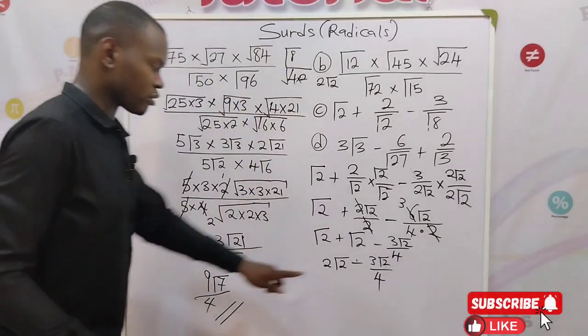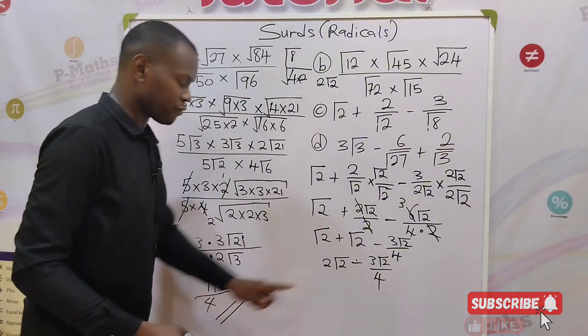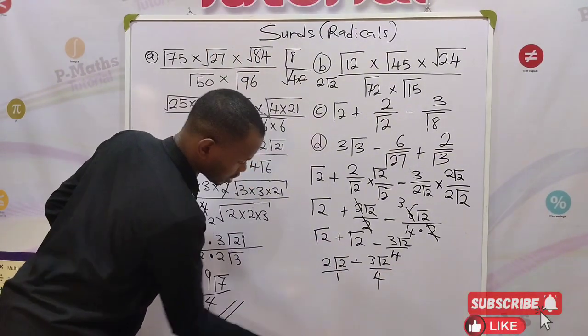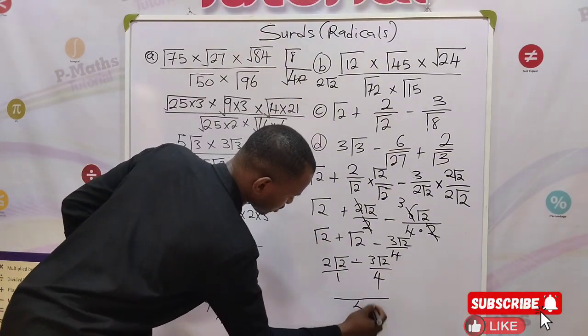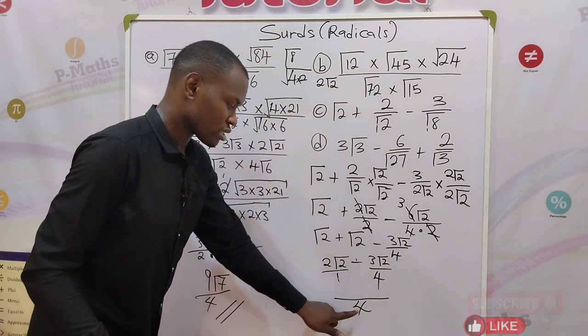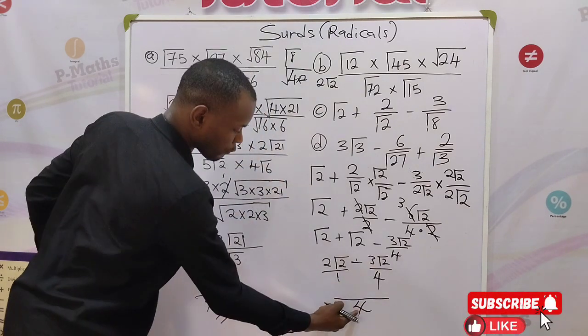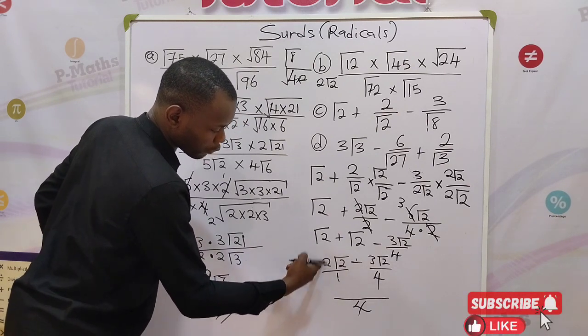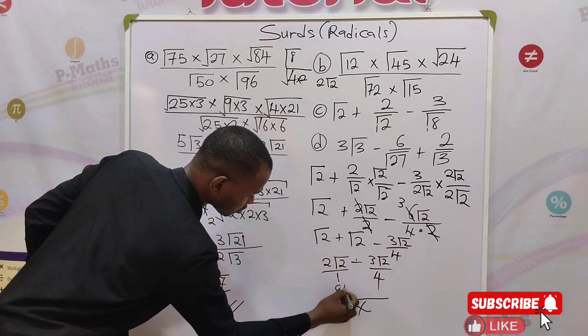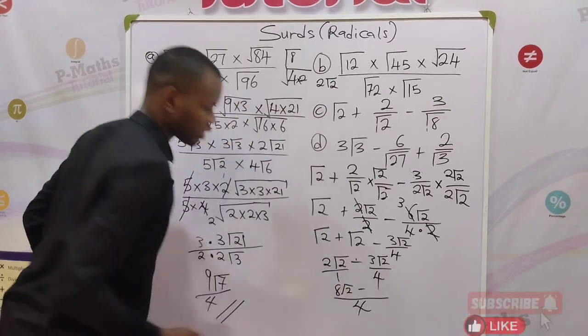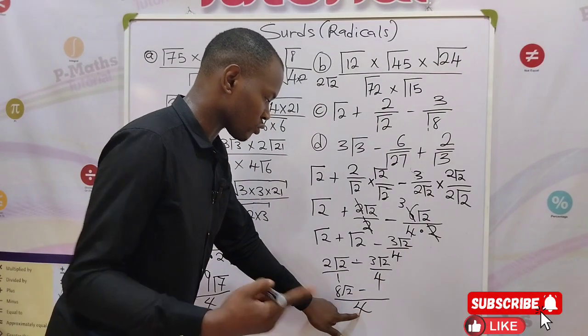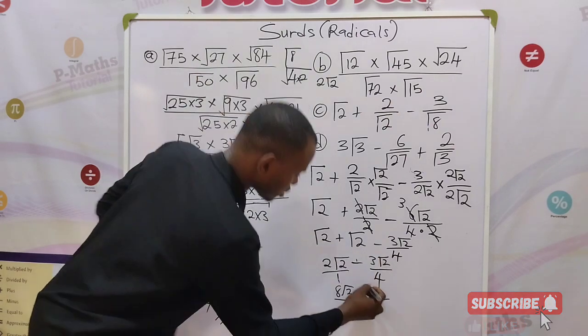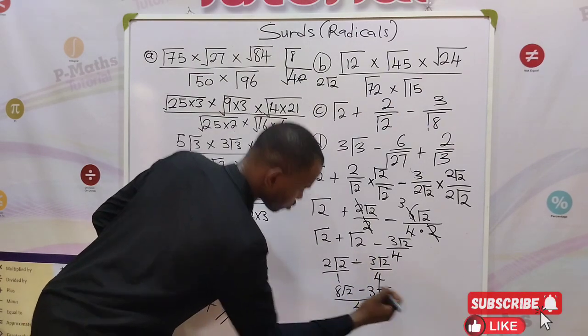Then let's simplify further. Let's make it a common fraction. Here the denominator is 1. Add it by the LCM. The LCM of 1 and 4 is 4. Therefore, 4 divided by 1 is 4. 4 times 2 will give us 8. So we have 8 root 2 minus, 4 divided by 4 is 1, 1 times here is 3 root 2.